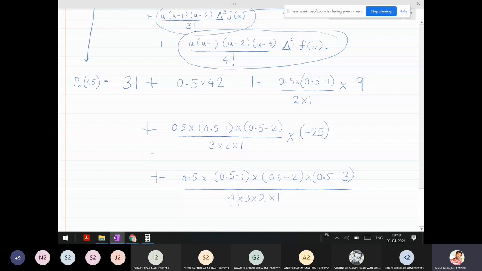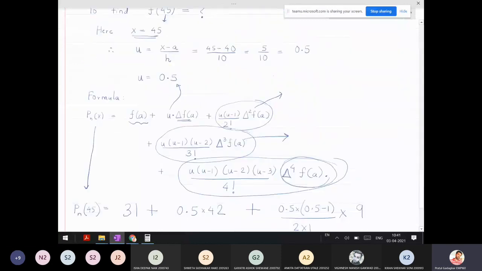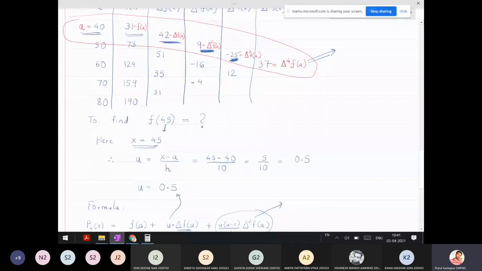Do you see orally what this multiplication is? 4 threes are 12 and 12 twos are 24. So the denominator here is 24, multiplied by delta raised to 4. What is delta raised to 4 from the table? From the table, my delta raised to 4 was 37. So I have to multiply that here.